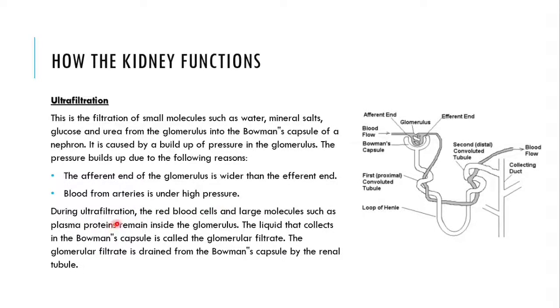Now, during ultrafiltration, the red blood cells and large molecules such as plasma proteins remain inside the glomerulus. The liquid that collects in the Bowman's capsule is called the glomerular filtrate. The glomerular filtrate is drained from the Bowman's capsule by the renal tube.